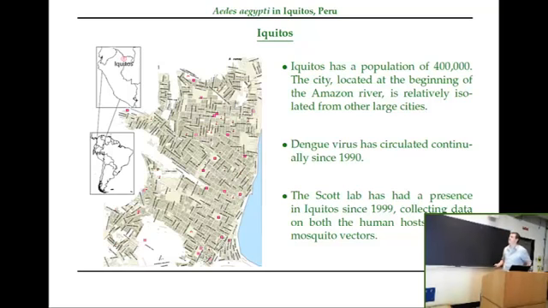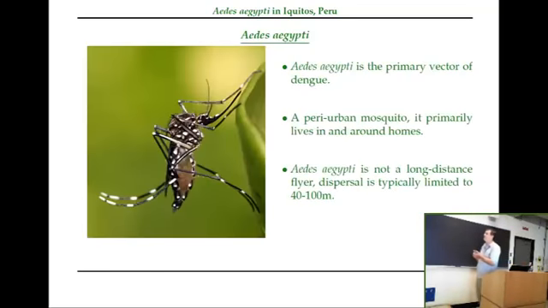The primary mosquito vector of dengue is Aedes aegypti. It's a peri-urban mosquito, primarily living in and around homes. There's no problem living in a city. It's also not a very long distance flyer. Its dispersal is typically limited to 40 to 100 meters. Some recent studies are actually showing that most mosquitoes don't disperse past 10 meters, so it doesn't move around very much.